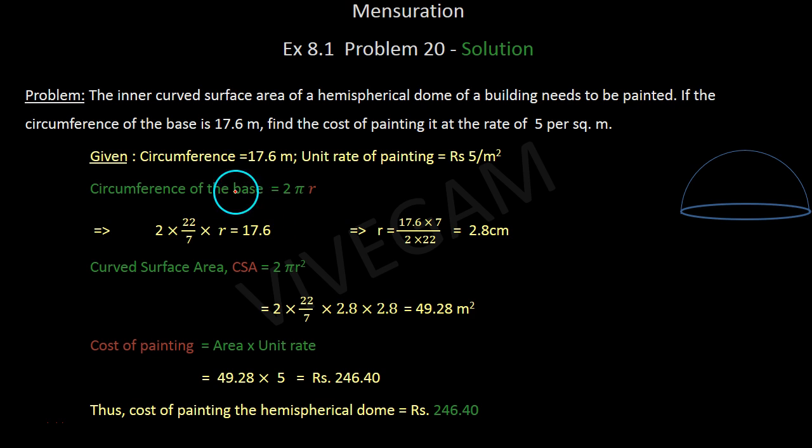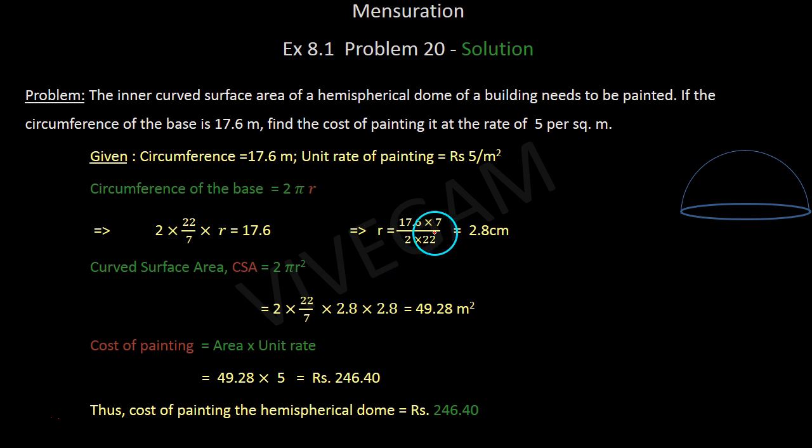Okay, solution. Circumference is 17.6 meters. Unit rate of painting is 5 rupees per square meter. Circumference of the base is 2 pi r because it is in this circular form. So 2 into 22 by 7 into r equal to 17.6. So r will be 17.6, 7 will go up, and 2 and 22 will come down.